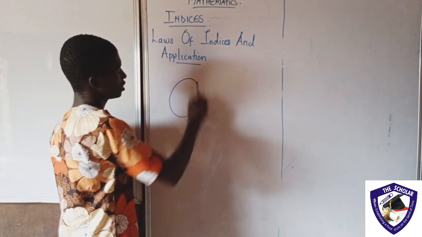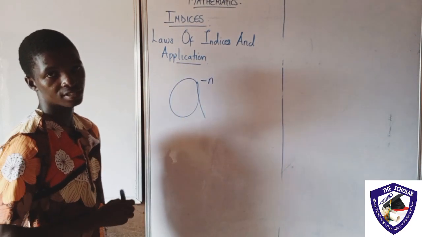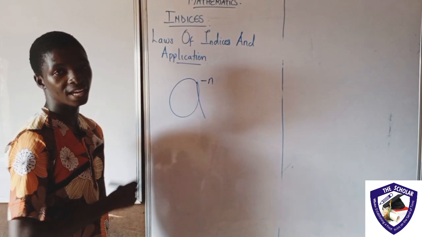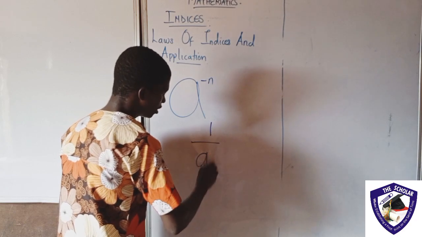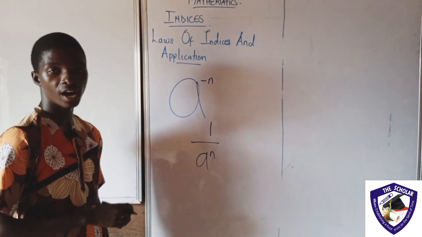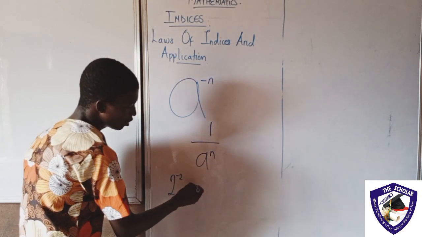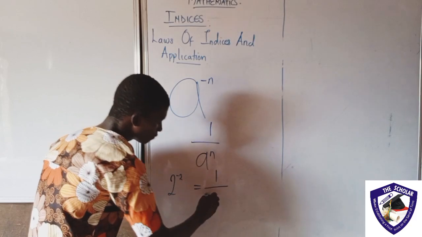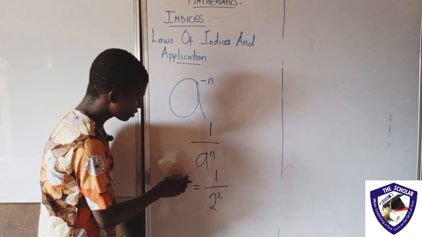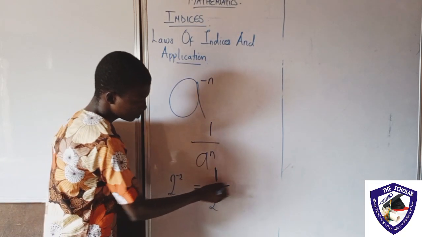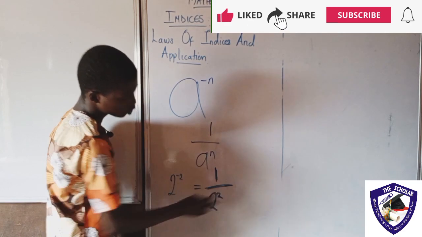This law of indices states that a raised to the power minus n, when you have a raised to the power of minus n, the negative sign is telling us that you have 1 over a raised to the power n. For example, when we have 2 raised to the power of minus 2, it's telling us that you will have 1 over 2 raised to the power 2. Because the negative sign here is representing 1 over. So we are going to have something like this.